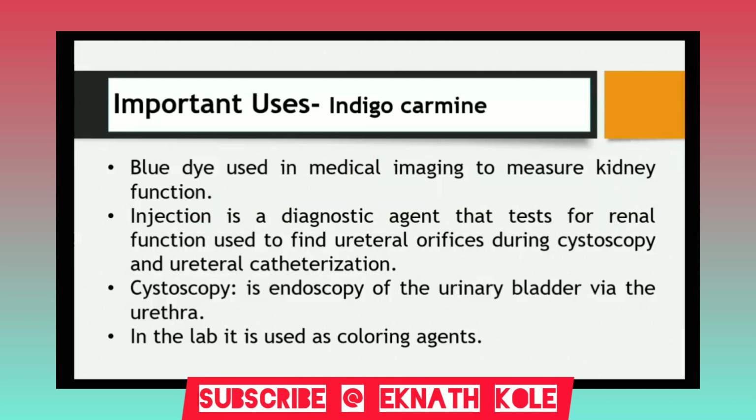Indigo carmine will be useful for the detection of kidney functions. This injection of indigo carmine is used as a diagnostic agent for testing renal function, to find ureteral orifices during cystoscopy and ureteral catheterization. So what is a cystoscopy? That is the endoscopy of the urinary bladder via the urethra. It is the endoscopy done through the urinary bladder via the urethra.